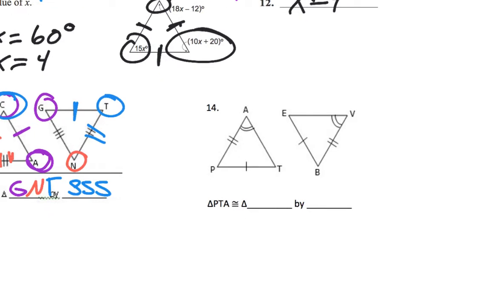Number 14. I'm looking at this, and this is angle, side, side. You can't do this one. Okay? Just because I have blanks there doesn't mean that it can be done.